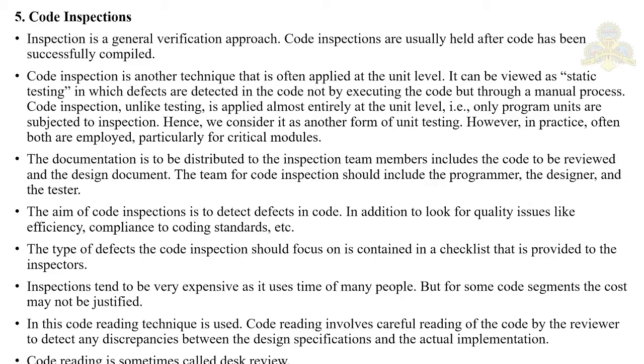Code inspection is a technique that is applied at the unit level. All the units, that means the programs written by the developers, have to be inspected. It is also called static testing. That means the defects are detected in the code not by executing the code but through a manual process like viewing or reading the code.